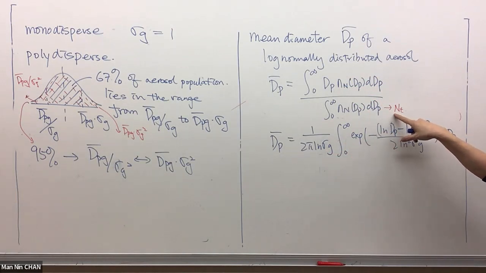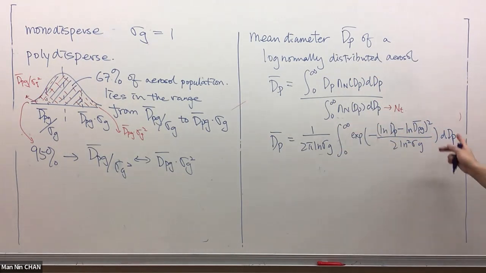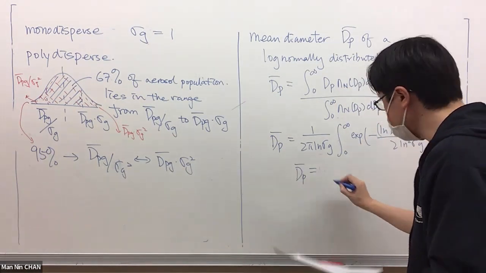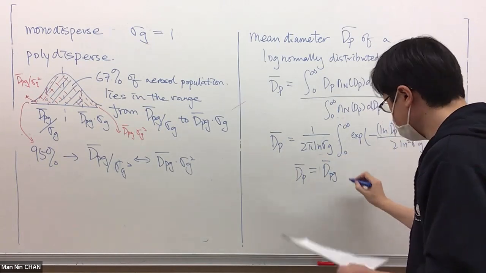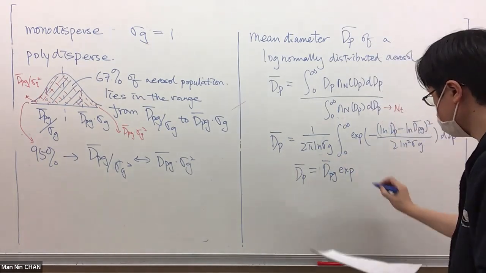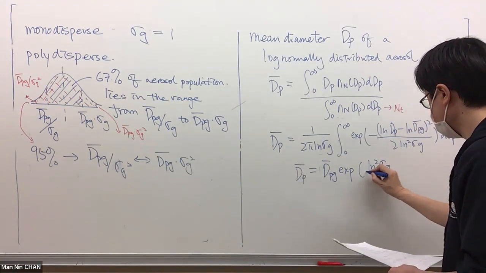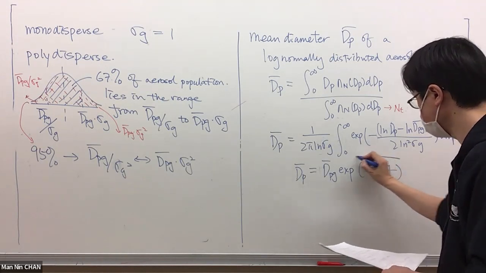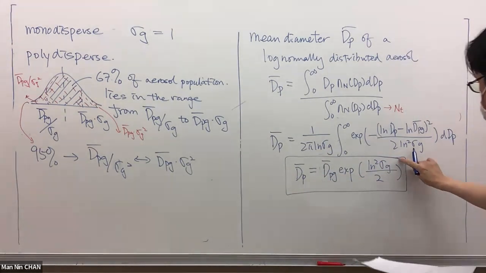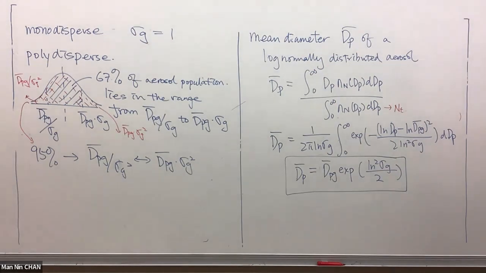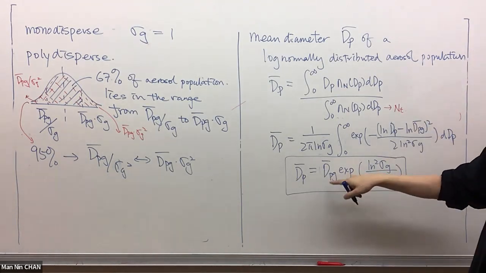And also, you know that you can cancel this NT, the total number of aerosol concentration. Therefore, you don't see the NT here. And then if you solve this equation, you will find that the mean diameter of a log normally distributed aerosol population will be just equal to your median diameter, right?